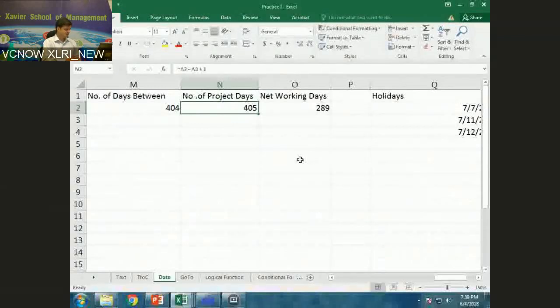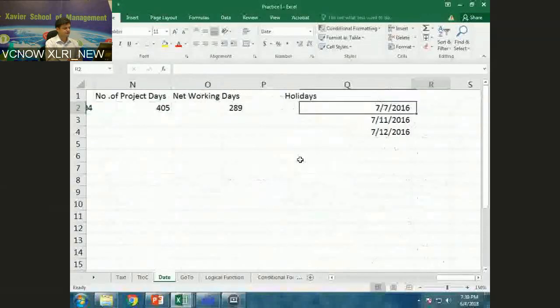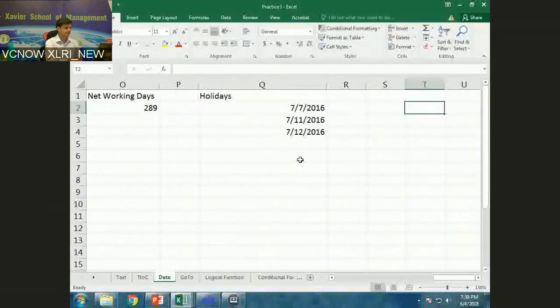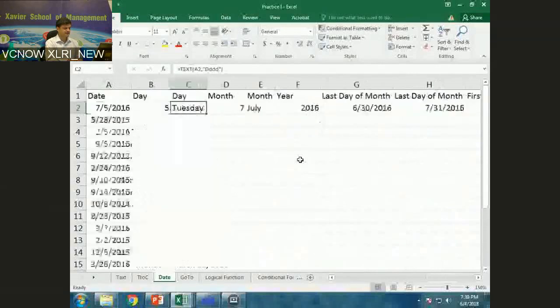So these are very interesting, important, useful date functions in Excel. Not difficult at all. Nothing that we have done till now is difficult. But the only thing is, if you don't keep working at it, you forget. So please practice.